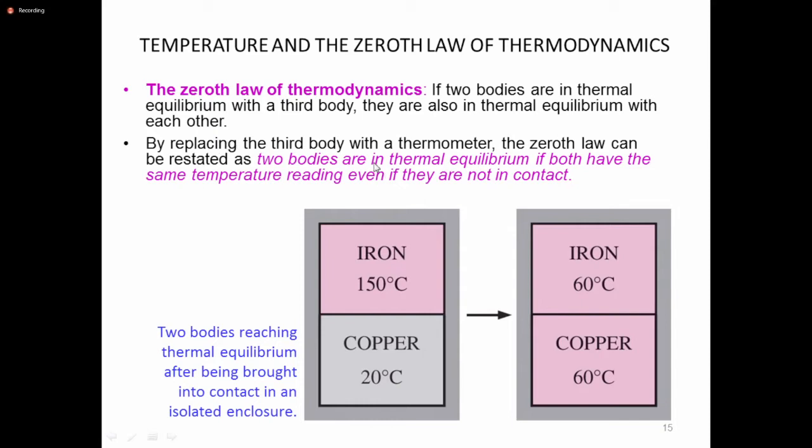By replacing the third body with the thermometer, the zeroth law can be stated as: two bodies are in thermal equilibrium if both have the same temperature reading, even if they are not in contact. Now here they are in contact, but even if they are not in contact, and they show the same temperature, then all these three bodies are in thermal equilibrium. So this is nothing but the zeroth law of thermodynamics.